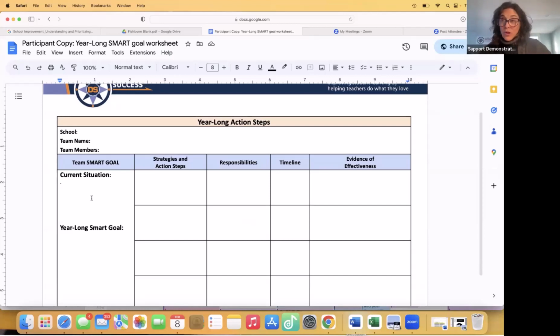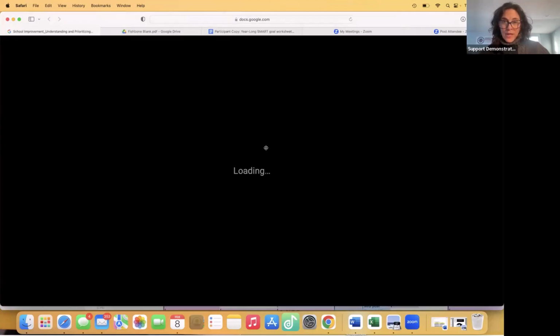then your year-long SMART goal might articulate, well, by the end of this year, we're going to try to have 65% of our kids proficient at math, right? According to this year's SAS testing. And you're going to actually itemize strategic steps, who's responsible, the timeline, and what are we using for evidence. So that is one of the documents, another document that I shared with you there.